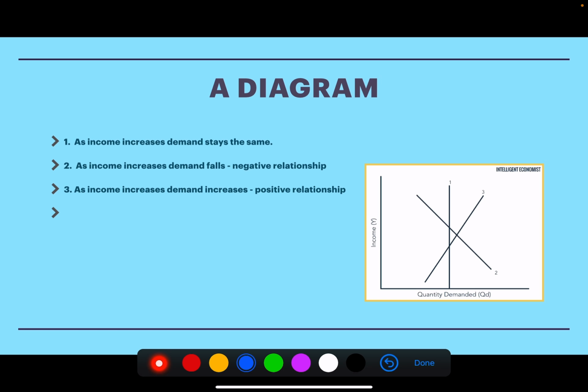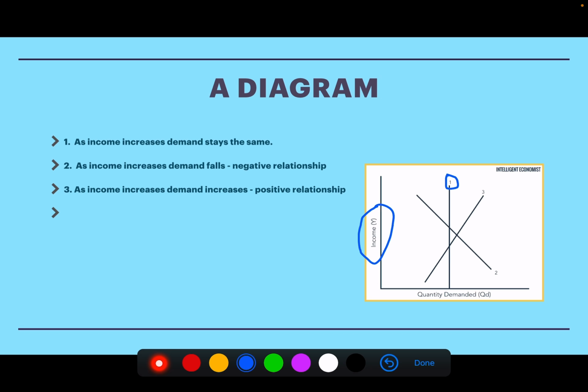Right, so we're going to have a look at a diagram here. We've got 3 lines on that diagram. Now, that is not a demand curve, right? Because you've got income on the y-axis. So just note that you've got income on the y-axis, not price on the y-axis. Line number 1 is showing that as income goes up, we don't buy any more of the good. So maybe something like shampoo. Our income goes up, we still buy the same amount of shampoo.